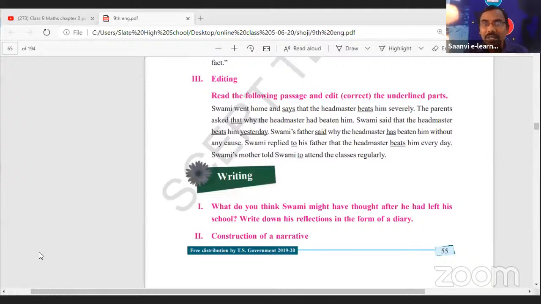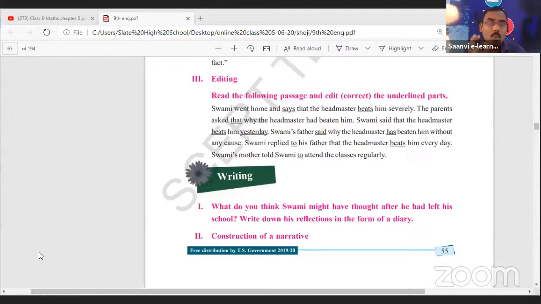So the next sentence: The parents asked that why the headmaster had beaten him. See here, students, in that sentence, the word "that" is not necessary, just remove it. Don't add anything there. The answer is: The parents asked why the headmaster had beaten him. Just remove that from there, because a linking word is not needed in that sentence.